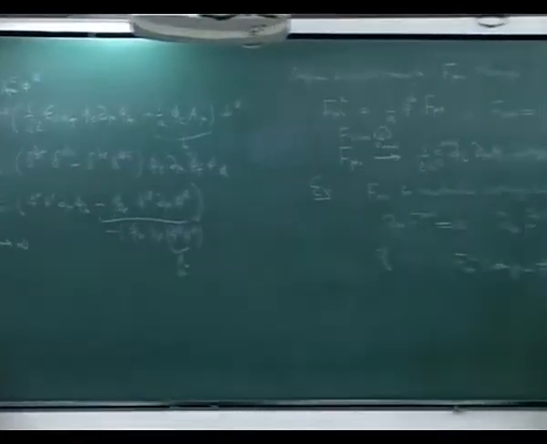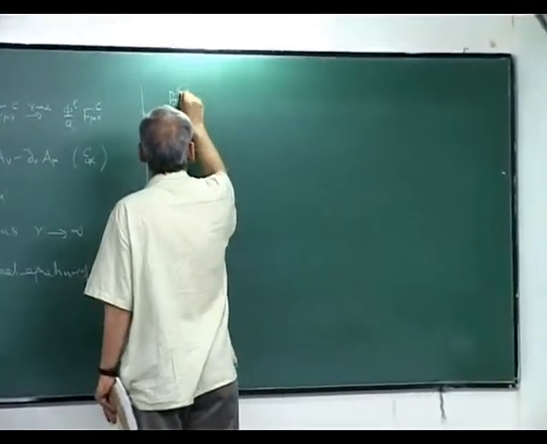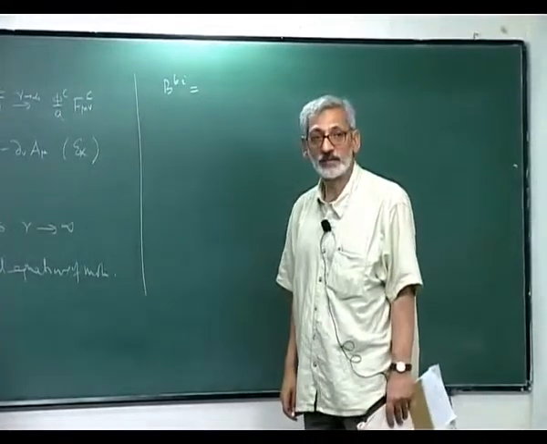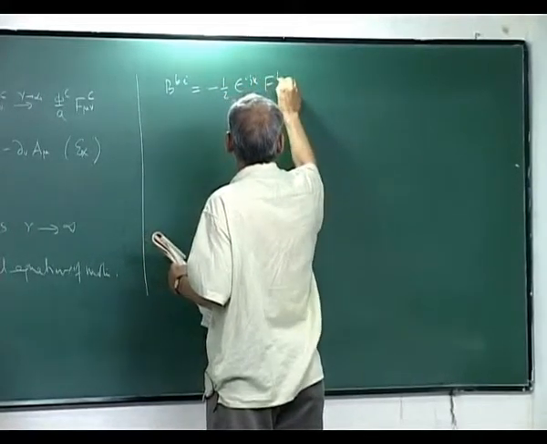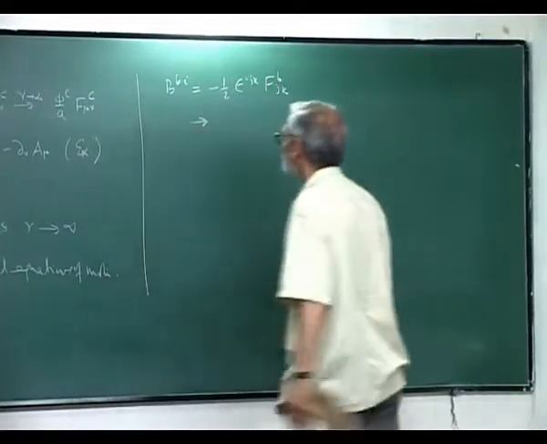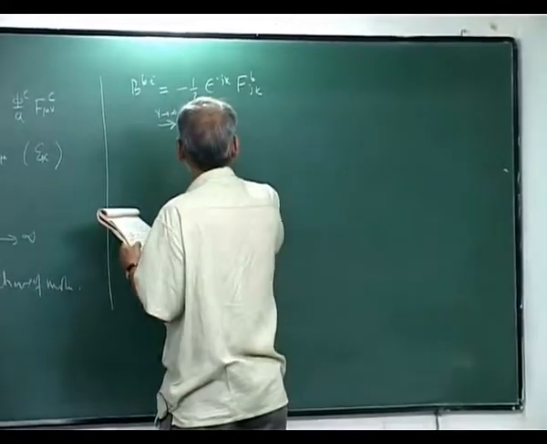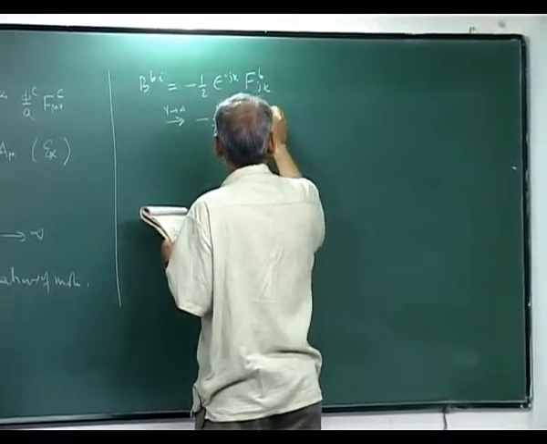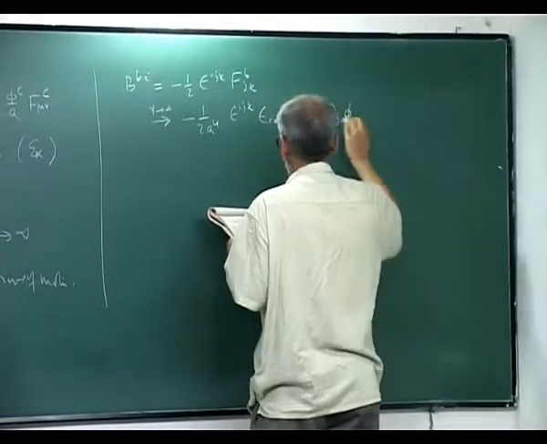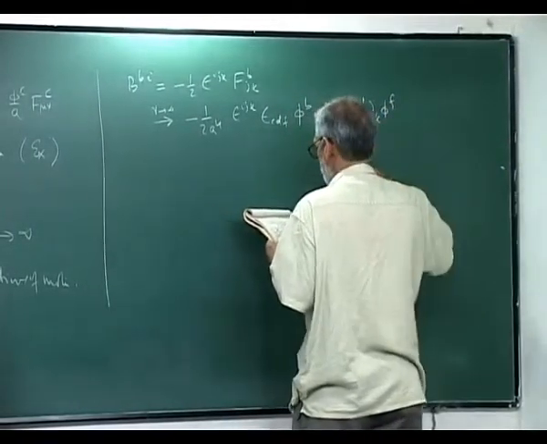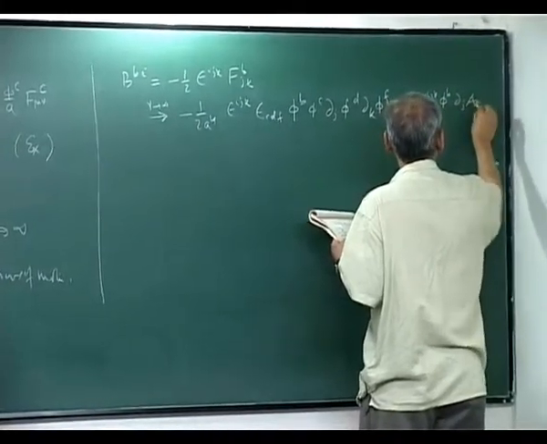Now, recall the non-abelian magnetic field B_i was written in terms of field strength as minus half epsilon_ijk F^b_jk. From what we have done already, at r going to infinity, it has the following structure. I'll write it: minus 1 by 2 e epsilon_ijk epsilon_bcd phi^b d_j phi^c d_k phi^d minus 1 by a epsilon_ijk phi^b d_j A_k.